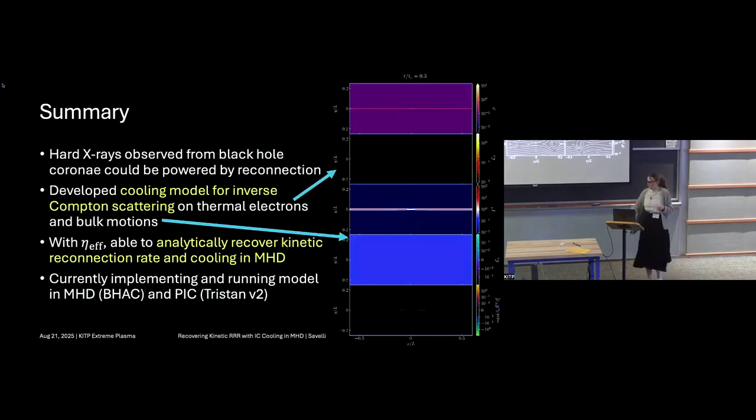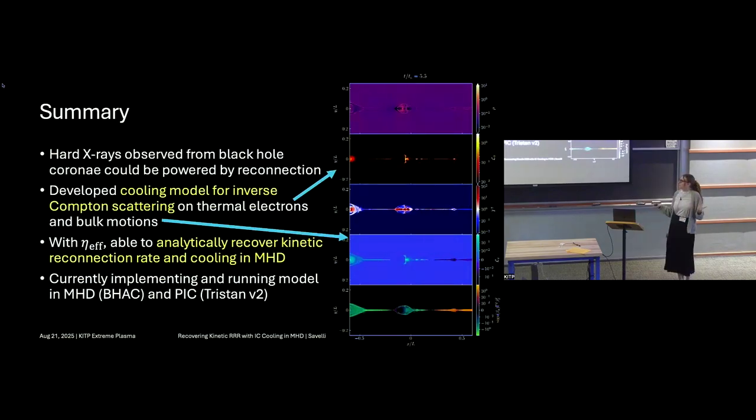And that is everything. I'll just leave with this summary slide, which also shows this little movie of another cooling case. To summarize, hard X-rays observed from black hole corona could be powered by reconnection. I've developed a cooling model for inverse Compton scattering on both thermal motions. This panel here is showing my energy sink, my thermal cooling law, and then here's the temperature. You can see it is picking up where it's hot and cooling where it's hot.